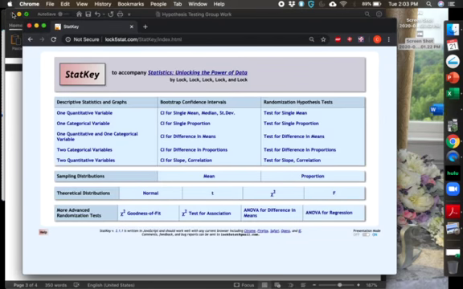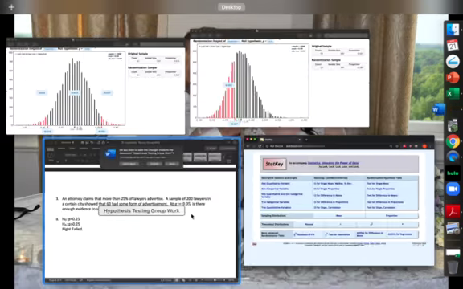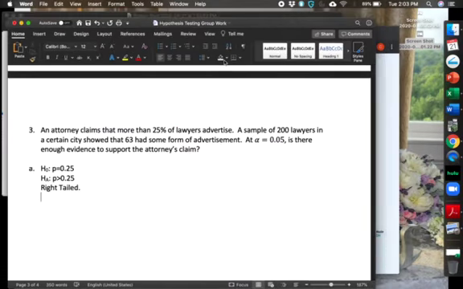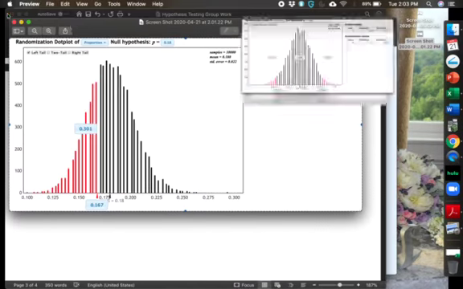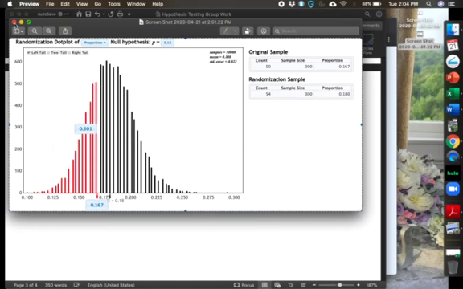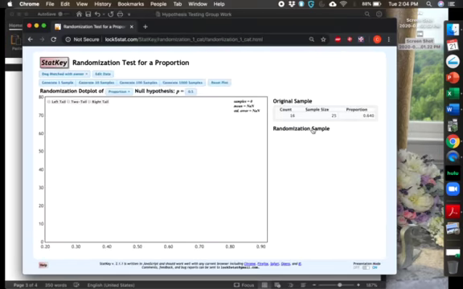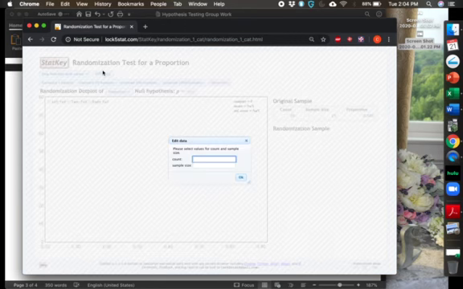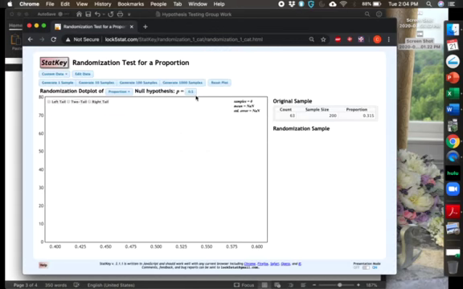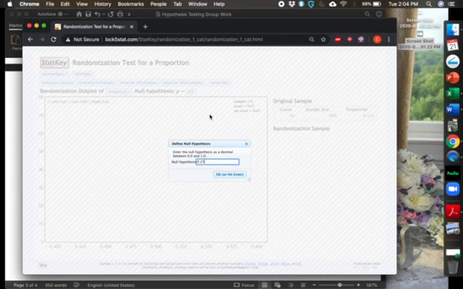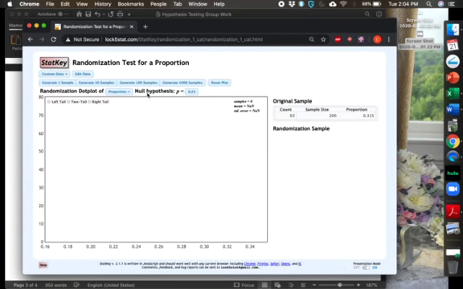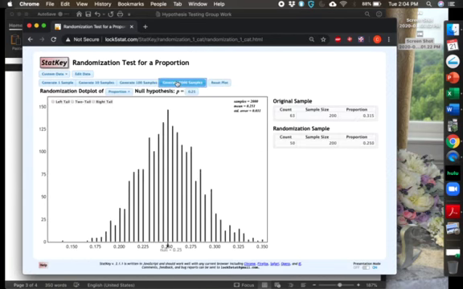In StatKey, let's clear out our old pictures first. Now in StatKey, still dealing with a single proportion, our data showed that 63 out of 200 lawyers were advertising. Our null hypothesis was that 25% were. And we generate our samples.